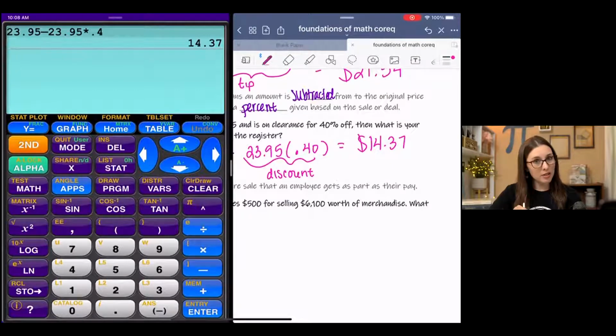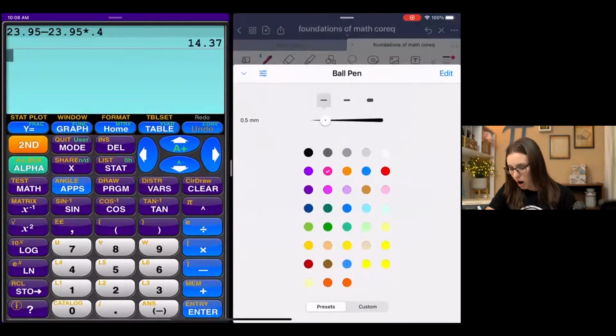Let's think about this logically. Math is the language of logic. So let's think about it logically. If we are taking off 40% of the total price, then the remaining percent is what we owe, right? So if it's 40% off, then we're going to end up paying 60% of the cost of the item.